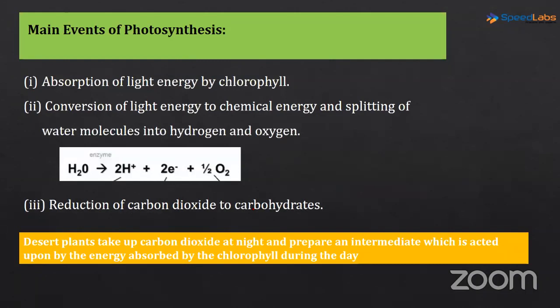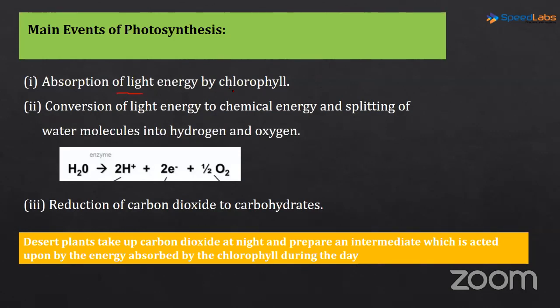Next is the main events of photosynthesis. Abhi tak humne bas itna padha hai ki photosynthesis hota hai. Plants ko carbon dioxide chahiye rehta hai, water chahiye rehta hai, in the presence of sunlight, chlorophyll, and hume product banke mil jate hai, glucose, oxygen, and water. Now, what are the main events of photosynthesis? That is very, very important.